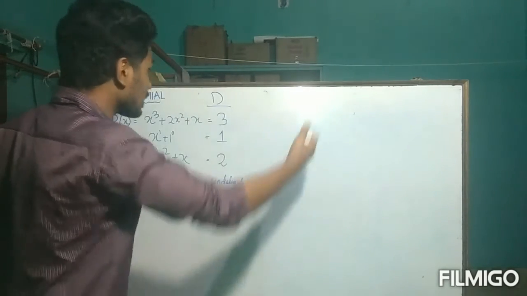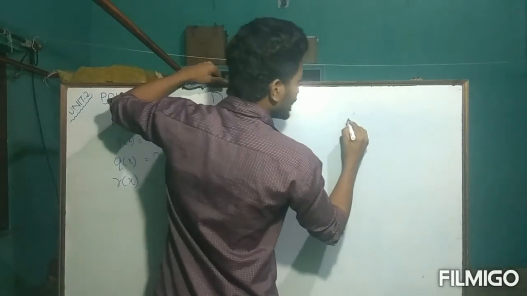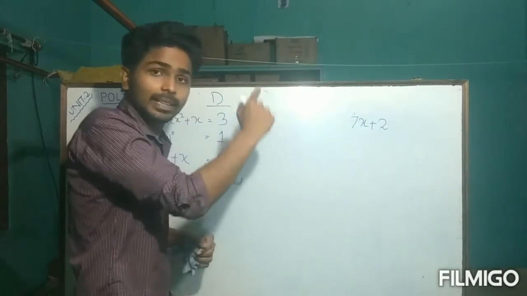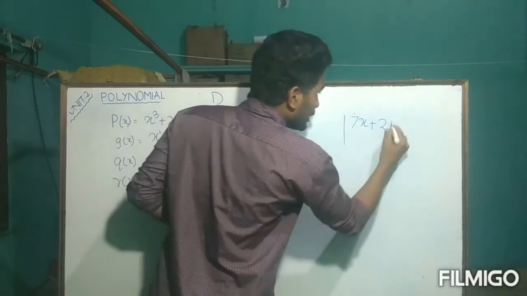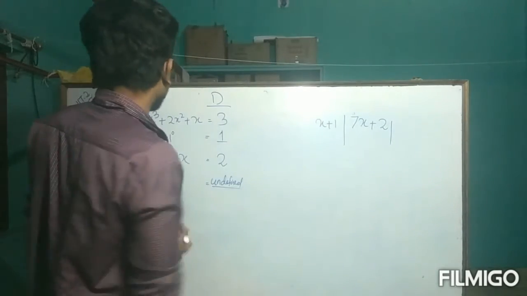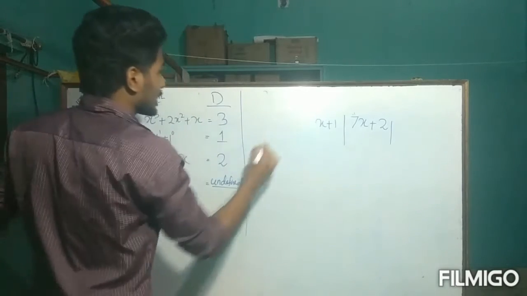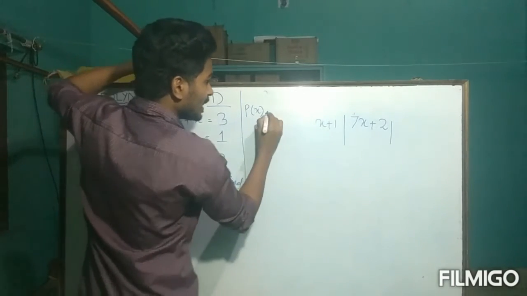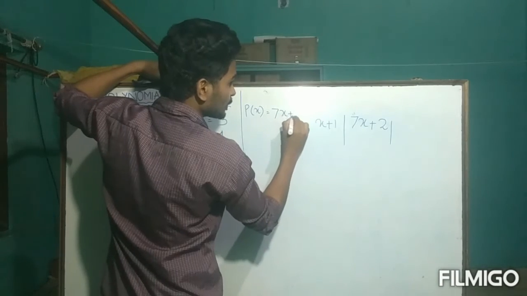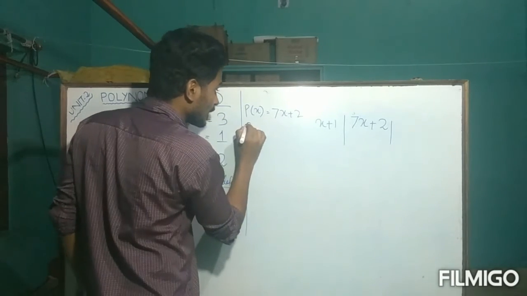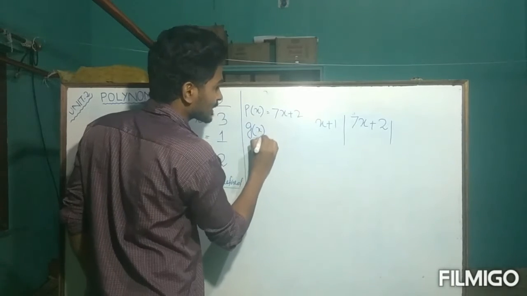Let us define another case. Suppose we have to divide 7x plus 2 by x plus 1. Clear? So here p of x is the dividend, 7x plus 2. X plus 1 is the divisor, so you can write it as g of x.